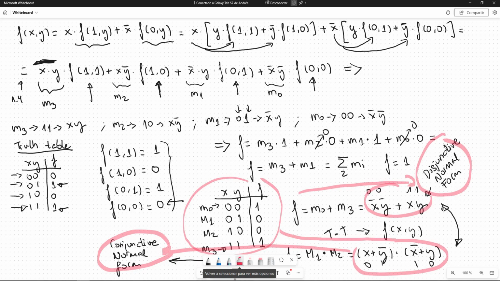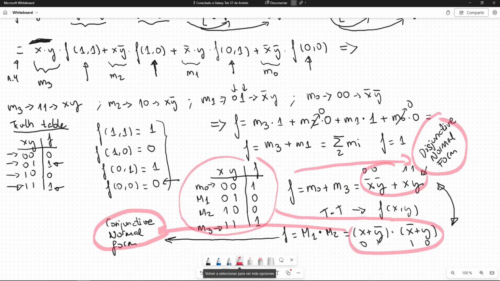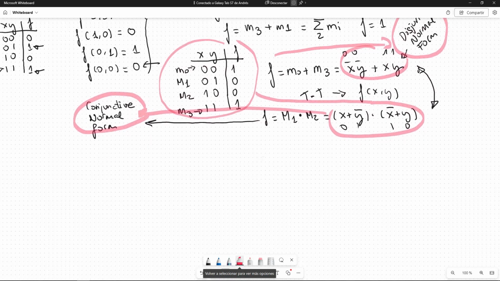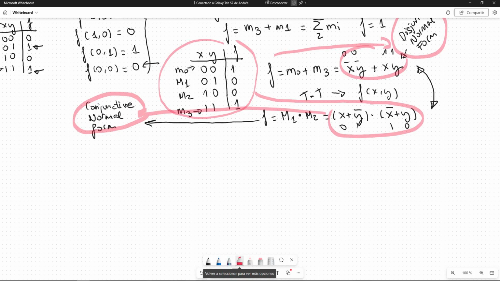And now I'm going to introduce two more definitions, because these are not only disjunctive and conjunctive normal form. I'm going to remove something from the screen. Well, I'm going to use just more space. We are going to introduce the canonical disjunctive form.